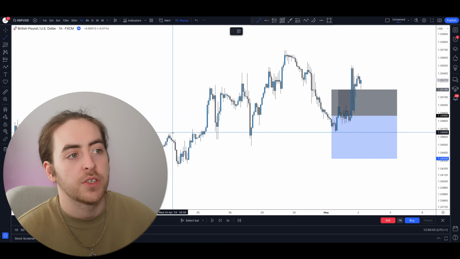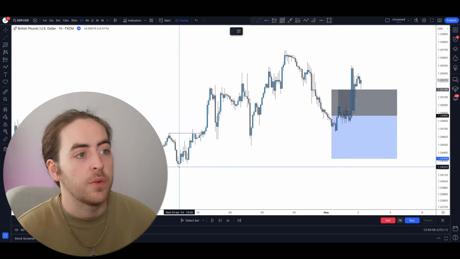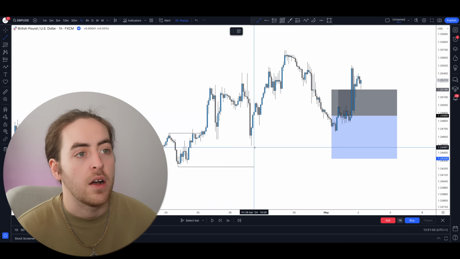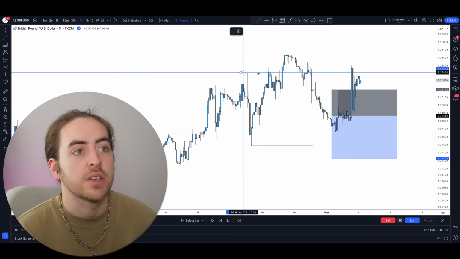So let's follow up this structure then. We have this high, then we have this higher low. Then we have a new high, then we have a new higher low. That is then followed by a new high into this price area.